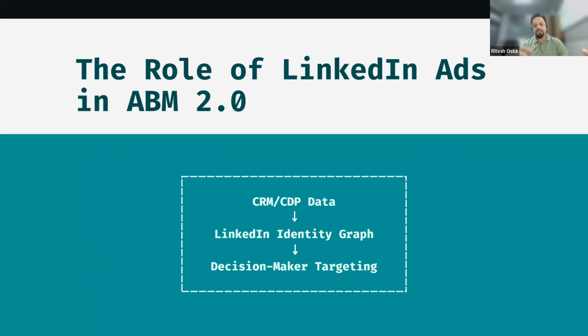All right. So the CRM and CDP data, your own data, can be mapped to the LinkedIn identity graph. And then you can create LinkedIn audiences, and then you can do decision maker targeting using LinkedIn ad campaigns. Totally possible. And that is the role of LinkedIn ads in ABM 2.0. Okay, that means you start from your own data, your own list, go to LinkedIn, map it, and then create an audience and run those ads. Super good.